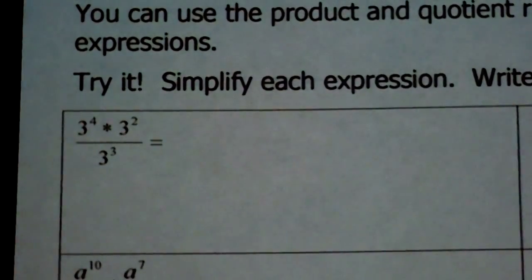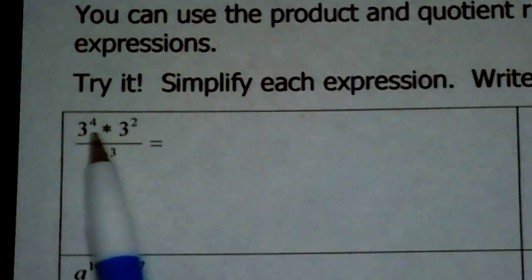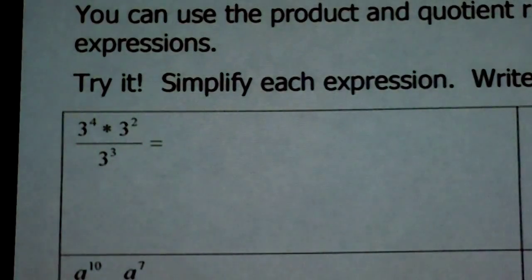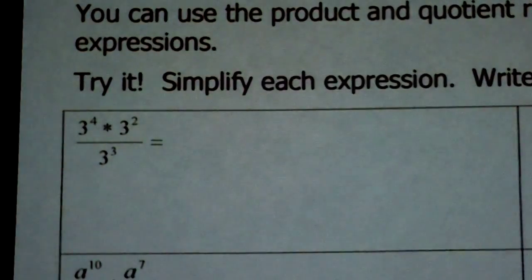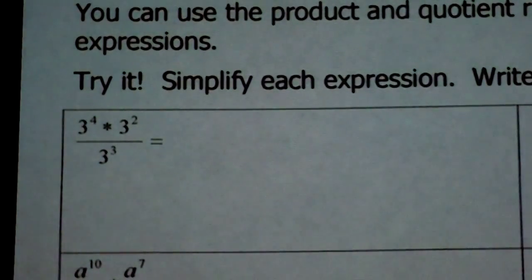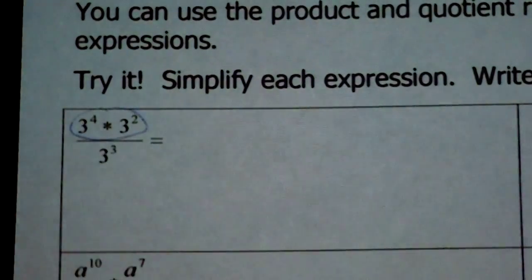So I guess you're just applying things you've already learned, but there are a few different ways that you could do this. In looking at this, I see here in the numerator I'm multiplying the same base, but I also see I'm dividing the same base. What I would recommend that you do is take care of the numerator, take care of the denominator, and then simplify. Meaning, let's just look at the top part right here.